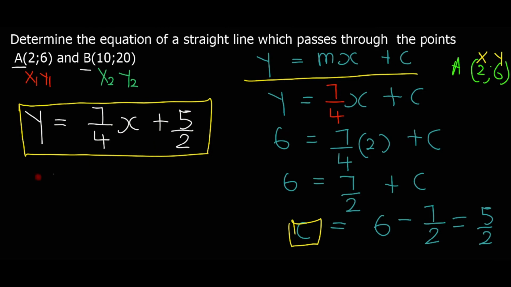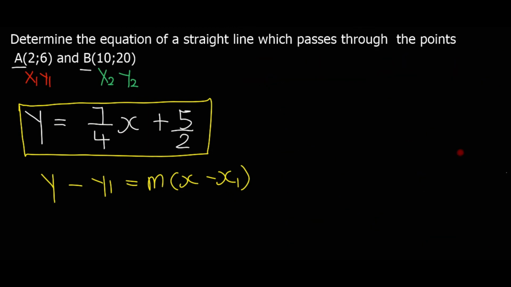Let's try y minus y1 is equals to m times x minus x1, to create the same answer. Remember we have the gradient already, which is 7 over 4. So from there, we can substitute a point here. Let's say we choose point A again, which is (2, 6).